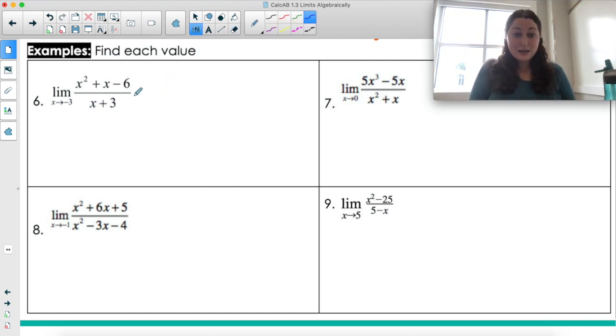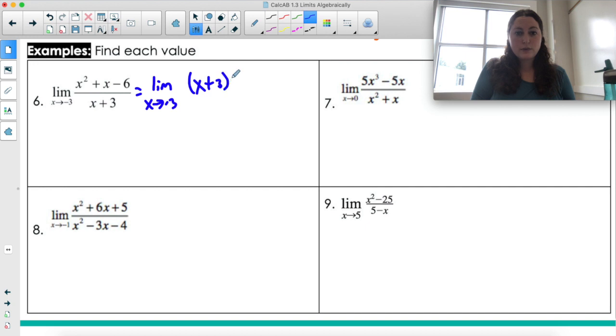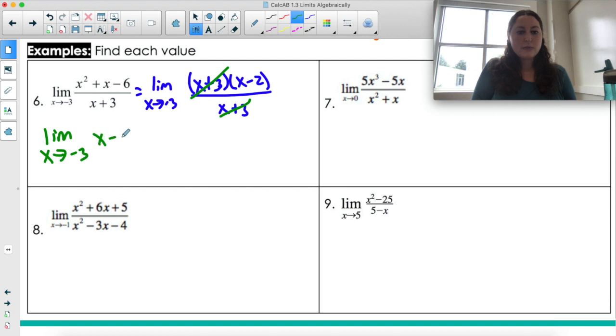So what we need to do instead is factor. So turn this into the limit as x approaches -3 of the factored numerator. What multiplies to -6 and adds to +1? That would be a +3 and a -2. And the denominator can't factor, it's just x plus 3. Notice there's a common factor, x plus 3 in both, so those cancel. This is now equivalent to the limit as x approaches -3 of x minus 2. Now we can plug in -3. -3 minus 2 is -5. So that is our limit, -5.